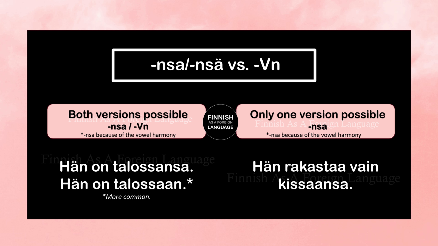Why do we use here the partitive case, by the way? Because of the verb rakastaa. Rakastaa, which means to love, is a partitive verb. So let's repeat. Hän on talossansa or hän on talossan, or hän rakastaa vain kissaansa. He only loves his cat.